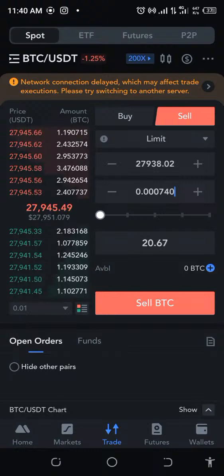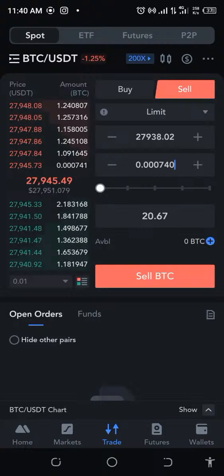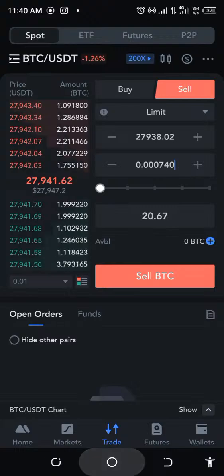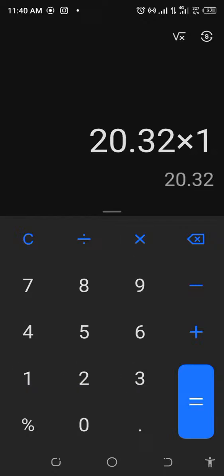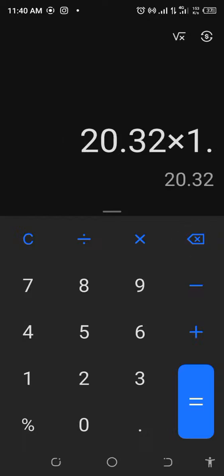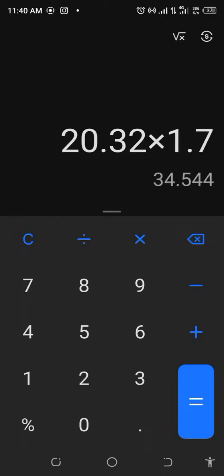Oh, we get 20.67. Looks good, from 20.32 to 20.67. That's probably about 35 cents more, which is cool. So if I check the percentage, what will that give me? 20.32 times, let's say 1.5. What's that giving me? Oh, it's more than 1.5, 1.8. Okay, 1.7. Looks like 1.7-ish. That's fine.